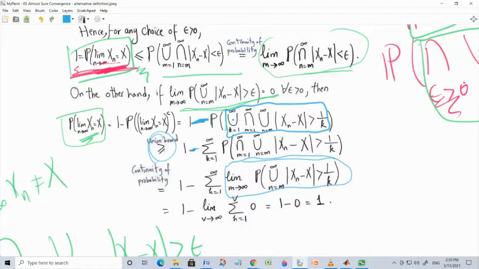So if this is true, which is one of the definitions on the previous page, then this limit is always 0. What happens if you sum 0 plus 0 plus 0 plus 0 plus 0? It's always 0. So 1 minus 0 will give you 1, and so this guy is equal to 1. So both definitions are equivalent. Okay, any questions?